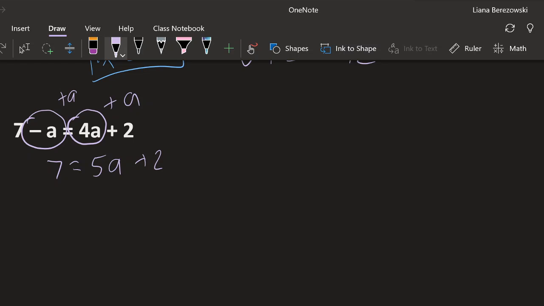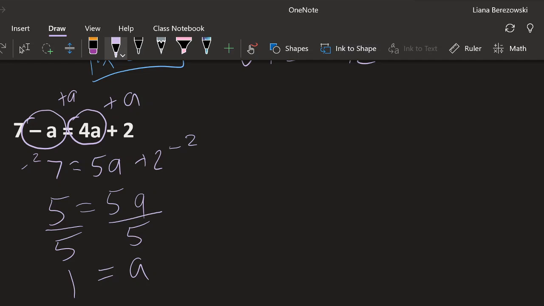So right now I'm adding 2. If I want to get rid of that, the opposite of addition is subtraction. So I'll subtract 2 from both sides. 7 minus 2 is 5, and on the right I have 5a by itself. Right now my a is being multiplied by 5. The opposite of multiplication is division. So to get rid of that 5, I'm going to divide both sides by 5. That leaves me with a by itself on the right, and then 5 divided by 5 on the left is just going to be 1.